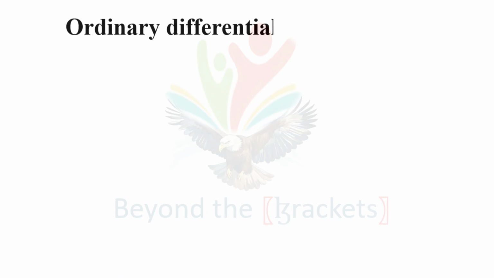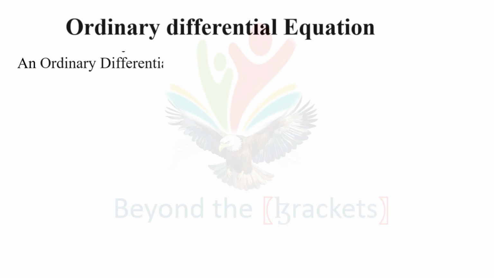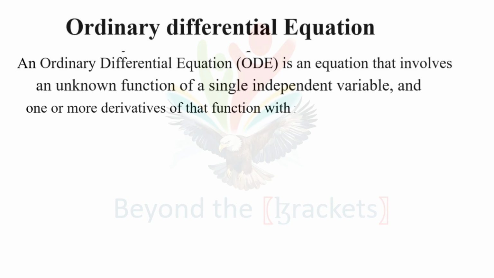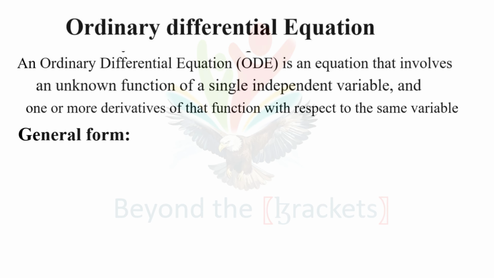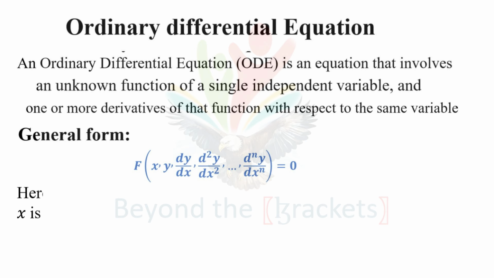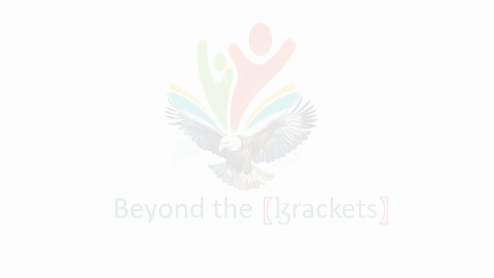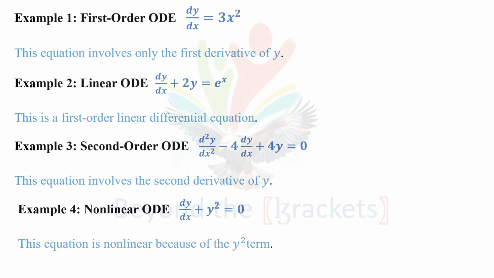Let's now come to the definition. An ordinary differential equation is an equation that involves an unknown function of a single independent variable and one or more derivatives of that function with respect to the same variable. In general, it can be written in this form. Here, x is the independent variable, y is the dependent variable, and n is the highest order derivative of y with respect to x. These are all different examples of ordinary differential equations.